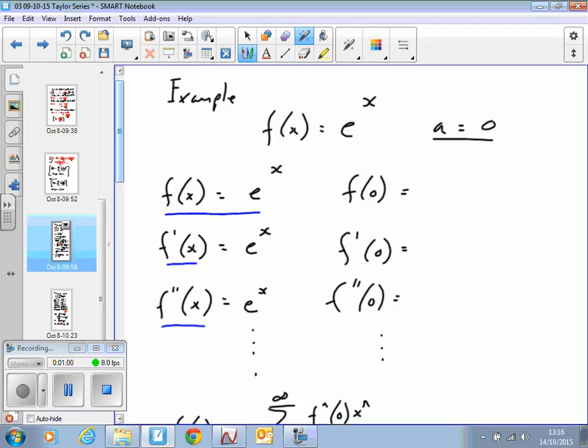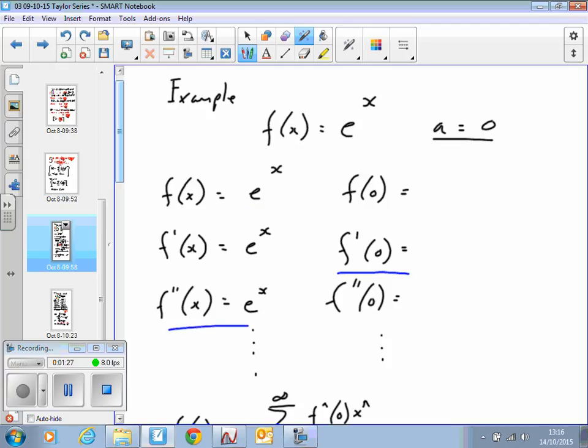We write down our function, it's e to the x. So then for the constant, we want to know what is c0. We want to know what the value of the function at 0 is. Then we differentiate the function. We differentiate e to the x. Well, remember that is actually the same, e to the x. So the value of the first differential of x is e to the x. And then again we want what's the value of the first differential at 0.